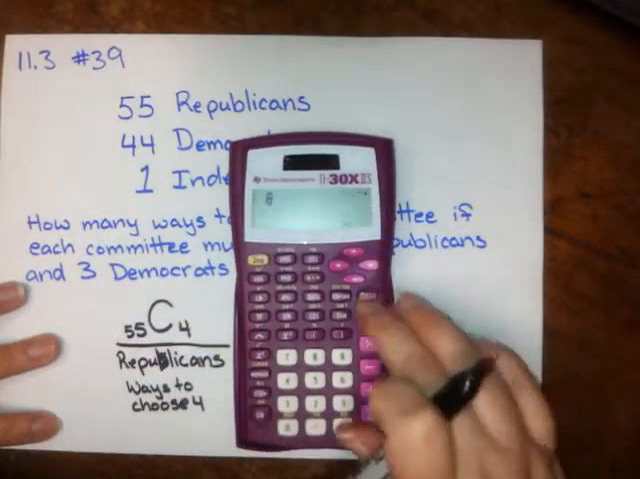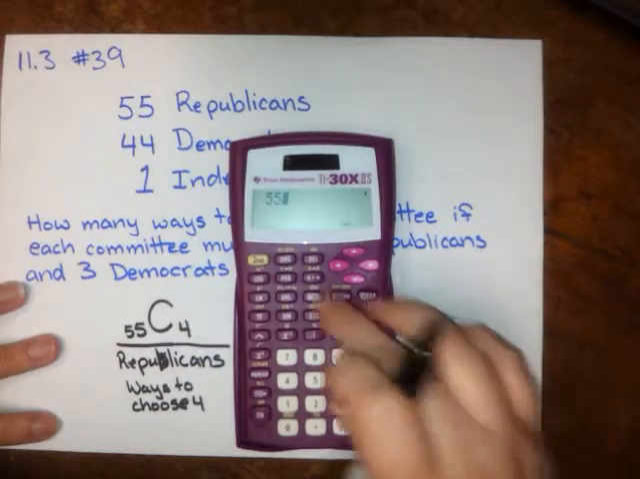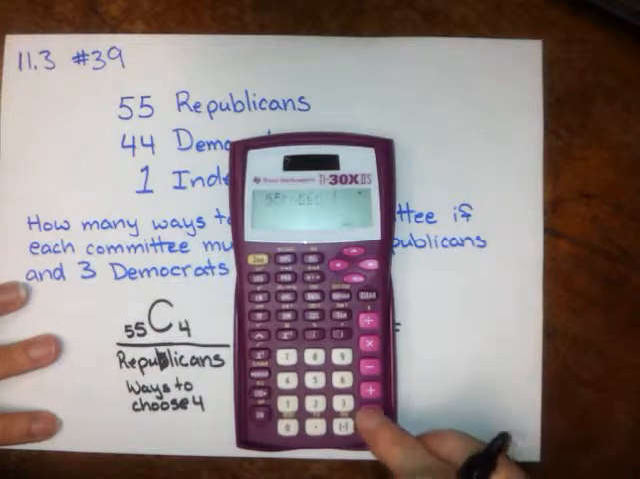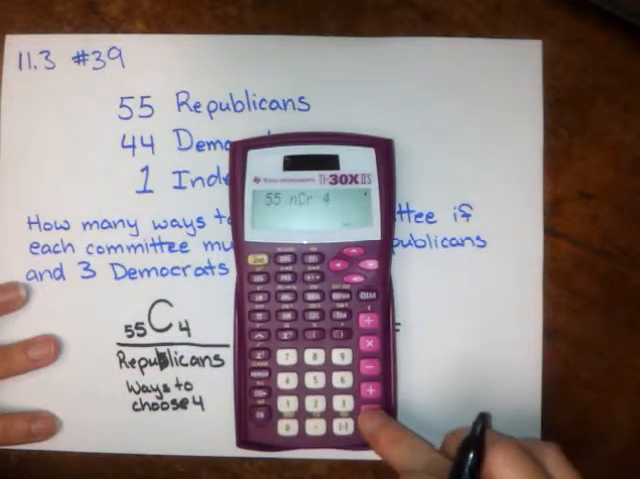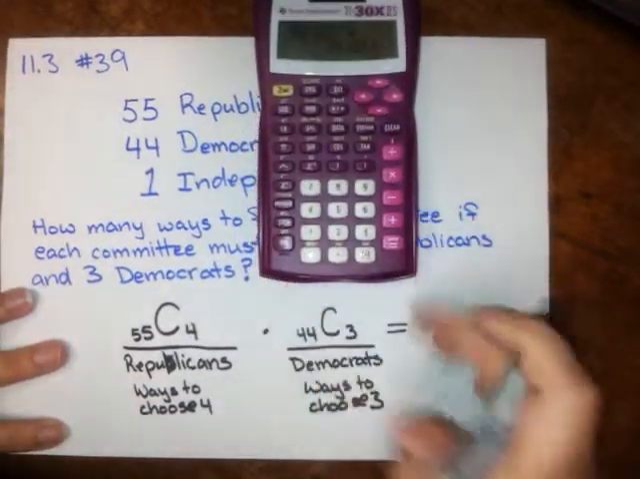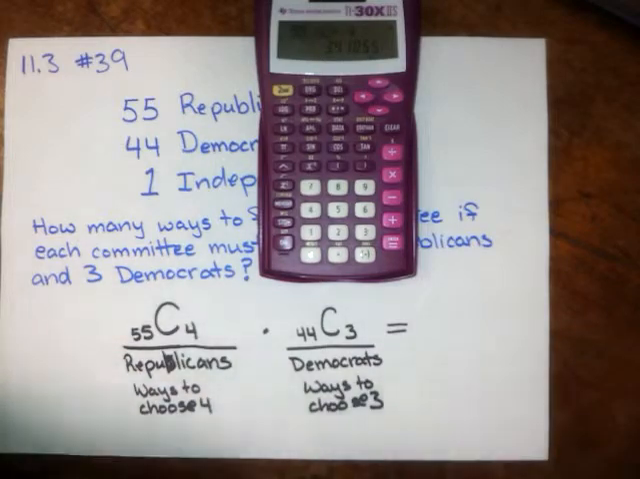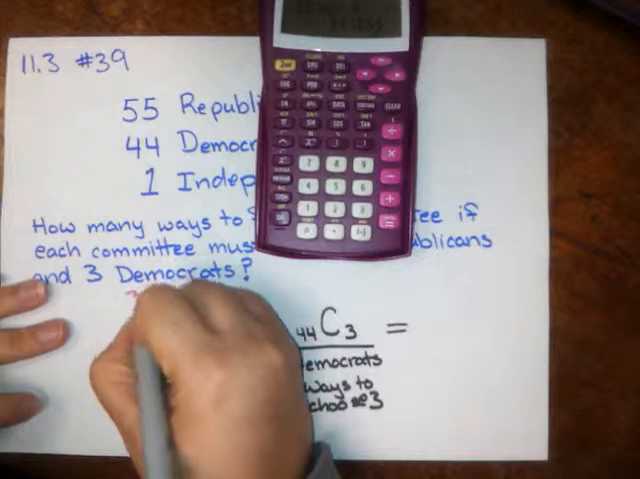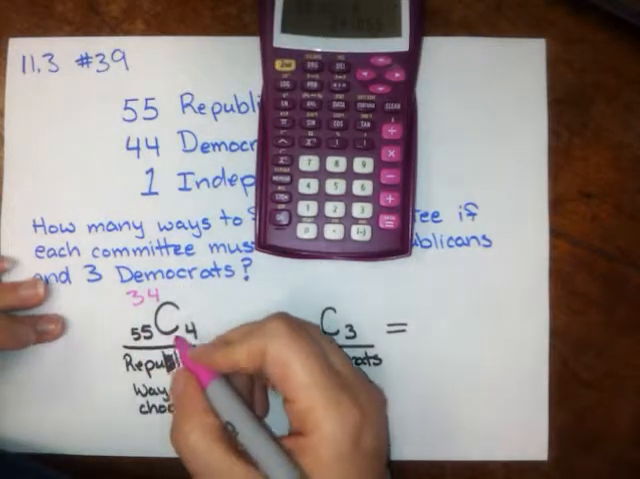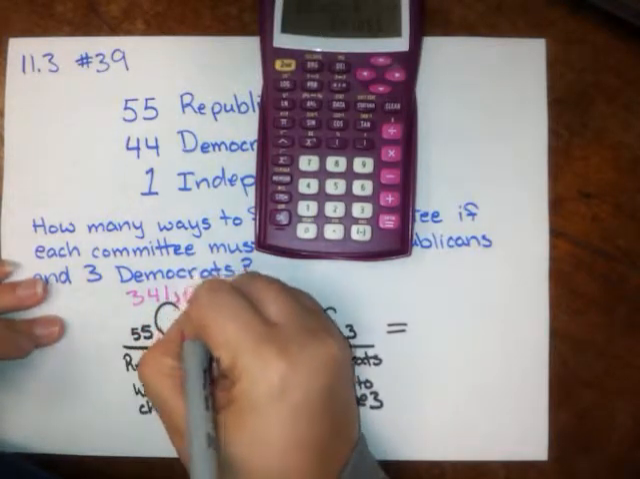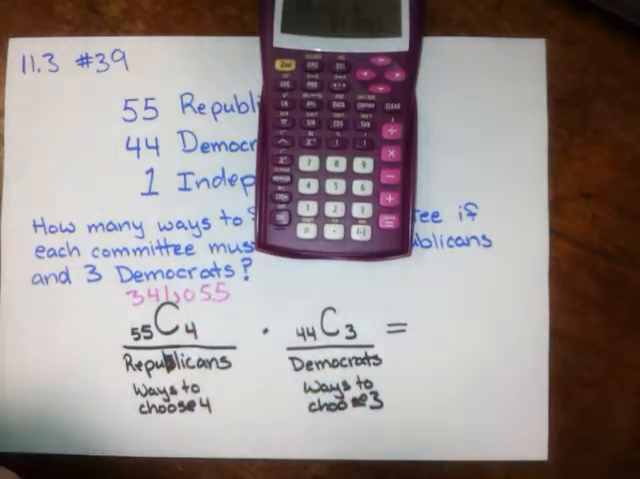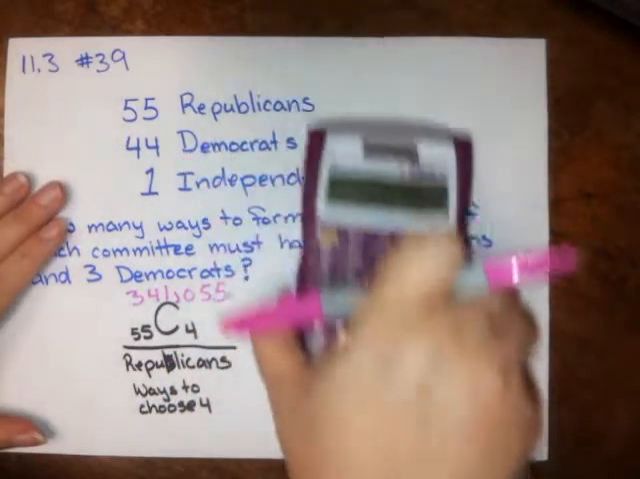So we have 55, probability, nCr, 4. I'm going to hit enter. It gives me kind of a big number. I'm going to write it in a different color so that it doesn't get all blended in here. But it's 341,055. So that's how many ways to choose 4 Republicans.